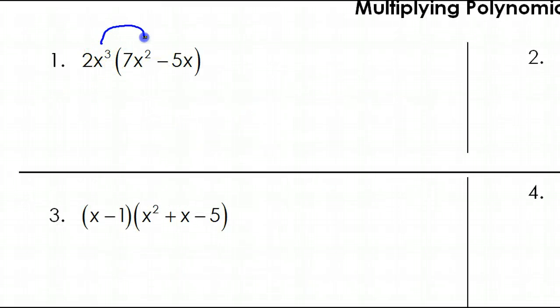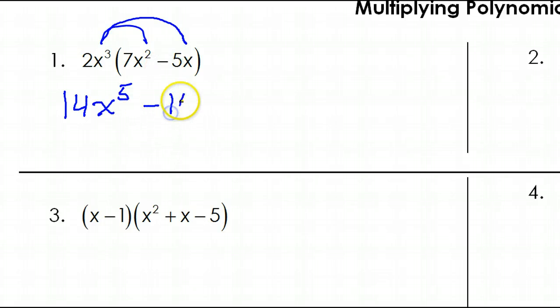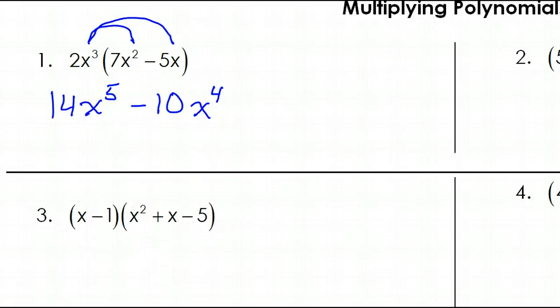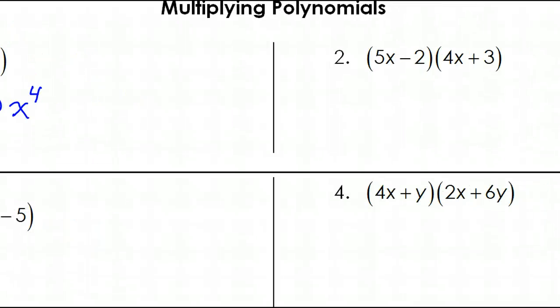So problem number 1, we simply do the distributive property. So 2x to the third power times 7x squared, that's going to be 14x to the fifth power. Then 2x squared times negative 5x. 2 times negative 5 is negative 10. x to the third power times x is x to the fourth power. So notice I'm adding the exponents as I multiply. So that should be your answer to number 1 right there.